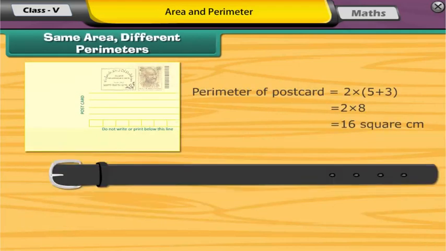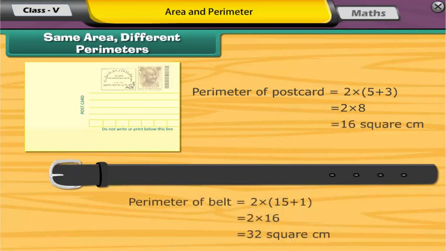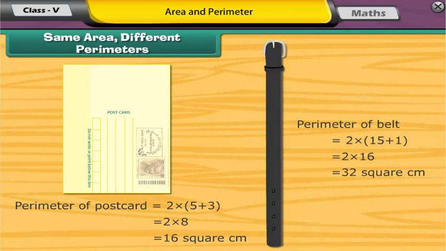Perimeter of postcard is equal to 16 centimeters, while the perimeter of belt is 32 centimeters. Thus, the things with same area can take different forms. The perimeter of such things can be same or different.